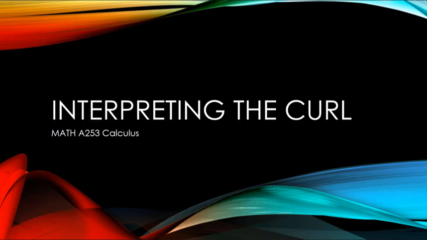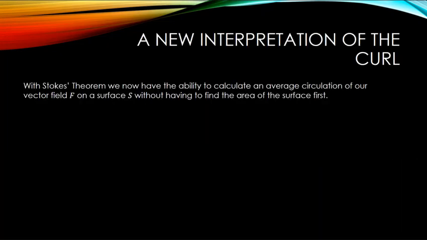So now I want to finish up the work with Stokes' theorem by talking about how we interpret what we're getting out of Stokes' theorem, and in particular about interpreting the curl. With Stokes' theorem, we now have the ability to calculate an average circulation of our vector field F on a surface S without actually having to find the area of the surface first. And that's pretty cool. Here's how it works.